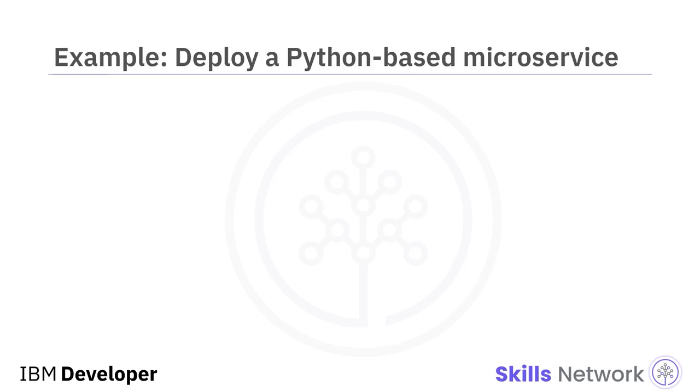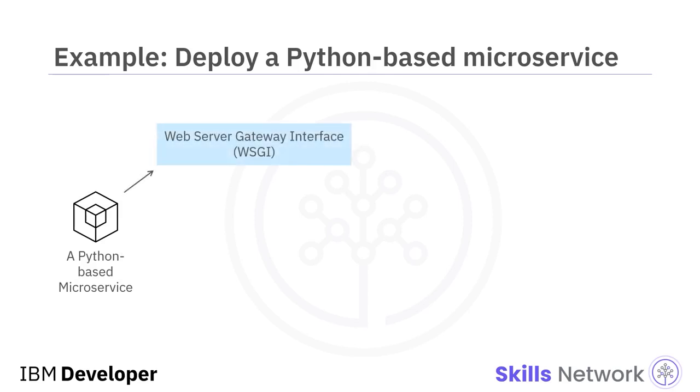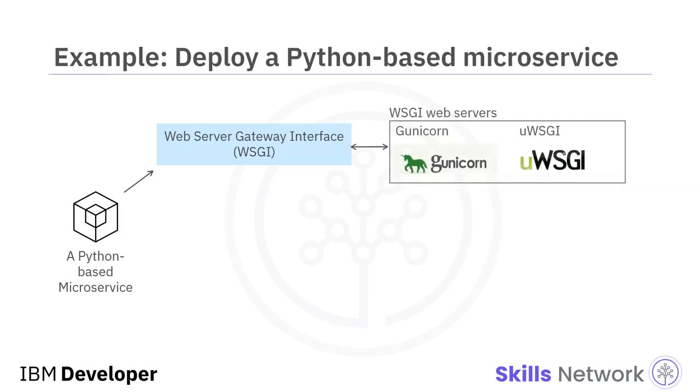It requires a web server interface or entry point to call your microservice. For Python-based microservices, there are two main types of interfaces available. Web Server Gateway Interface, or WSGI, is the main Python standard for communication between web servers and web applications or microservices. And as the name suggests, it supports synchronous service calls only. There are many popular WSGI web servers, such as Green Unicorn and uWSGI. You need to decide which one suits your requirements best.